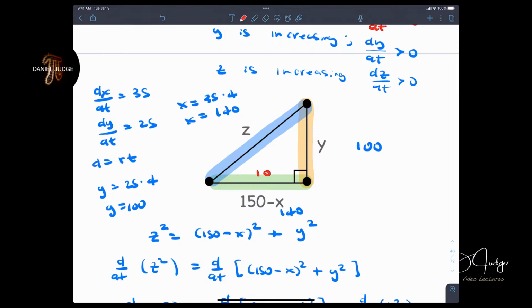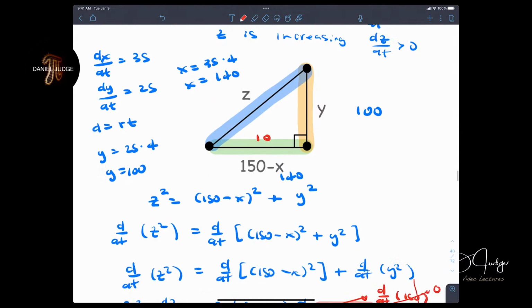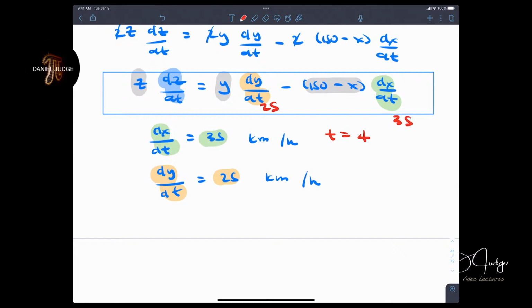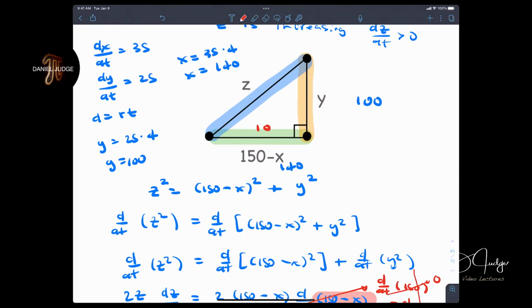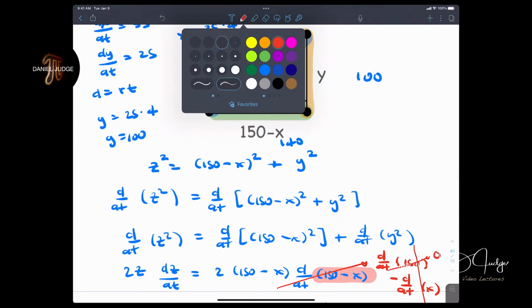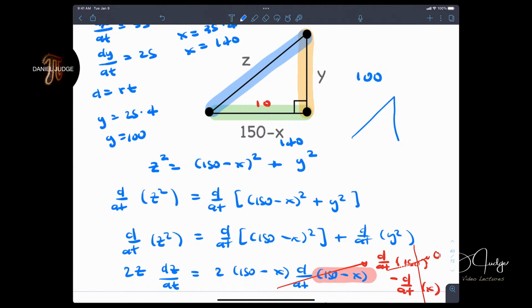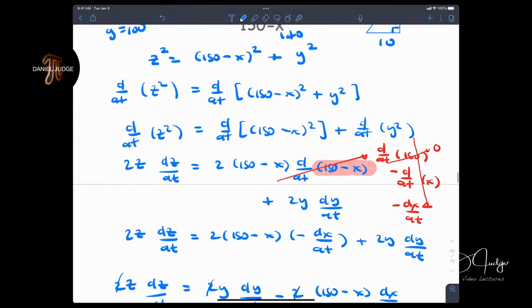Okay, so we need z now. So x is 140, 4 hours later. Y is 100. X will be 140. That difference will be 10. Y is 100. We need the z value. So by Pythagorean Theorem, we got to find z now. But remember this triangle now for z. Let me see if I can draw. It's not to scale. 10, 100, and that's the z. Distance between the two.